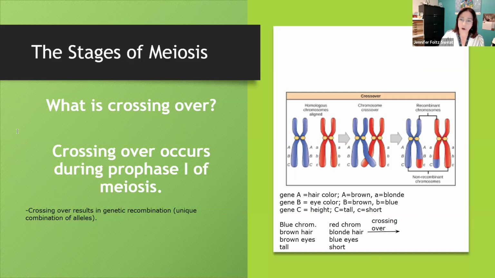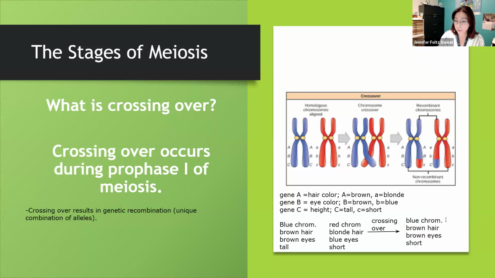And so now, according to our picture, right, we're looking at the blue chromatid here, the red chromatid here. The gene for height, they're exchanging alleles for the gene for height. So now your blue chromosome will have this combination: brown hair, brown eyes. But if you look here, a capital C switched with a lowercase c. So now you're short.